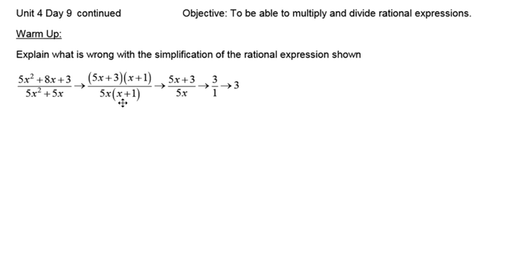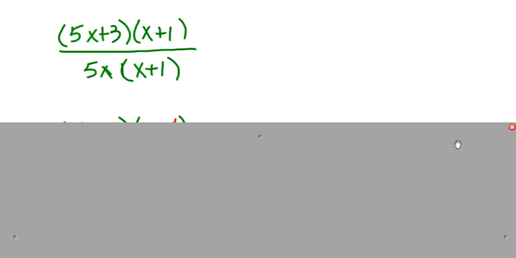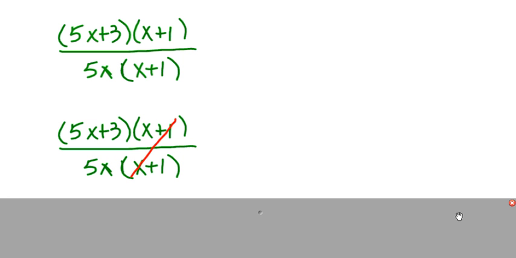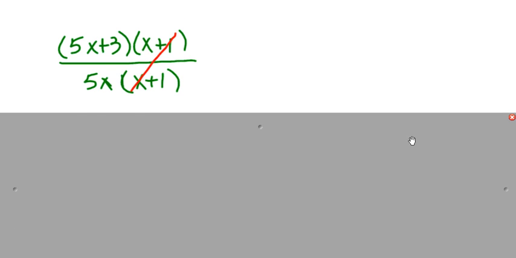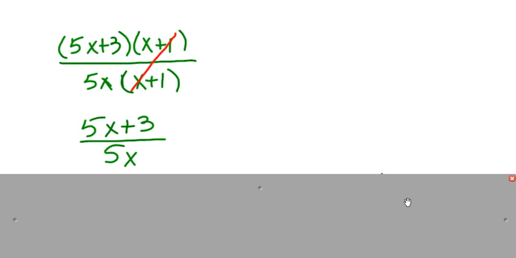Once we have things in factored form, we want to divide out any like terms that appear in the numerator and denominator. So here, looking at step 1, we see that we have an x plus 1 in the numerator and the denominator, so we could divide that out. By dividing out that like term, we want to see what elements we have left. And here we have 5x plus 3 divided by 5x.